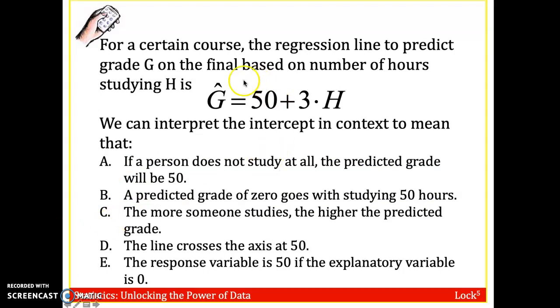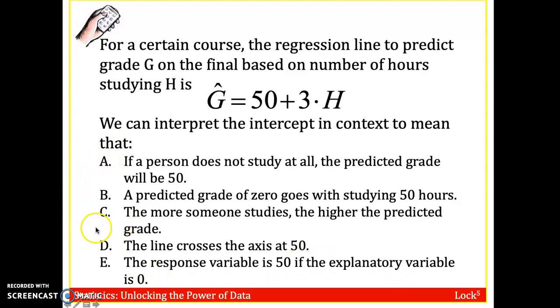All right, now let's look at the same line of best fit, same variables. How do we interpret the intercept? Is it A, if a person does not study at all, the predicted grade will be 50? B, a predicted grade of 0 goes with studying 50 hours? C, the more someone studies, the higher the predicted grade? D, the line crosses the axis at 50? Or E, the response variable is 50 if the explanatory variable is 0?